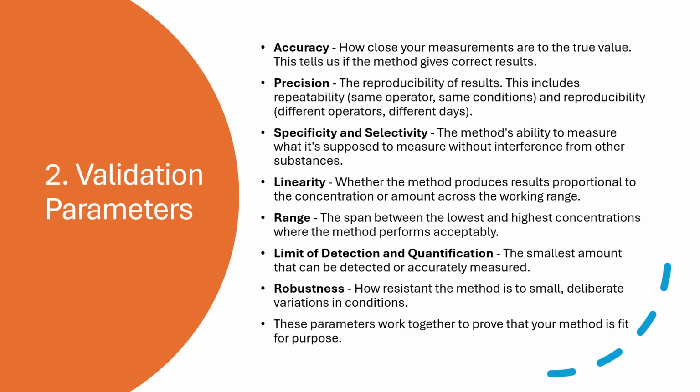Specificity and selectivity tell the ability to measure what it's supposed to measure without any interference from other substances. Then you can say your method is specific and selective. In this, we run reagent blank and matrix blank, and we see that there is no other peak eluting from your reagent blank and matrix blank where our analyte peak is eluting.